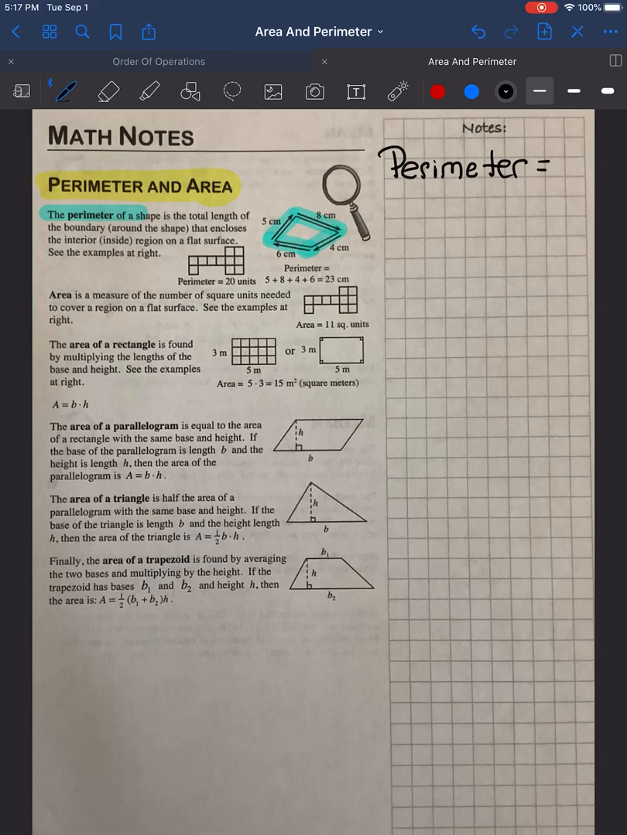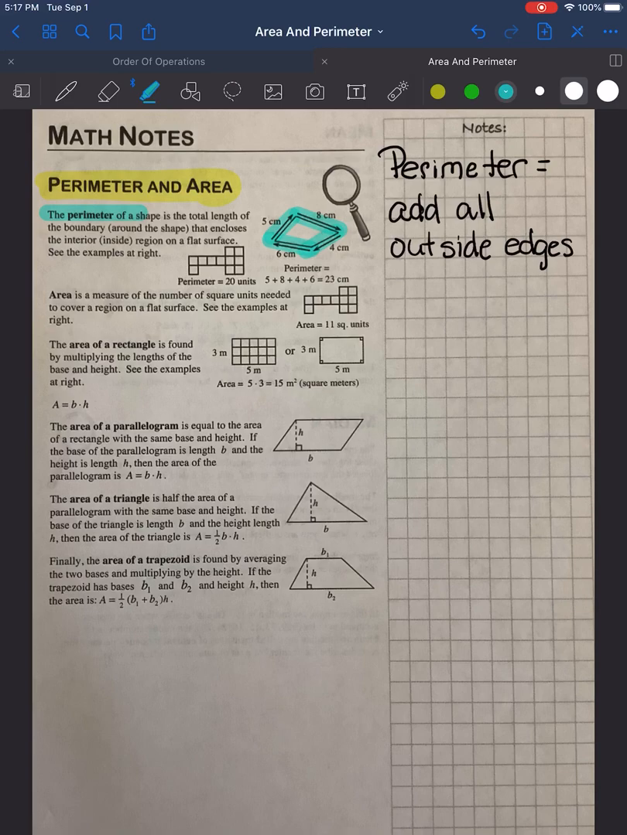okay, is equal to, and to find the perimeter, we add all outside edges, right? Add all the outside lines together, and that is the perimeter.